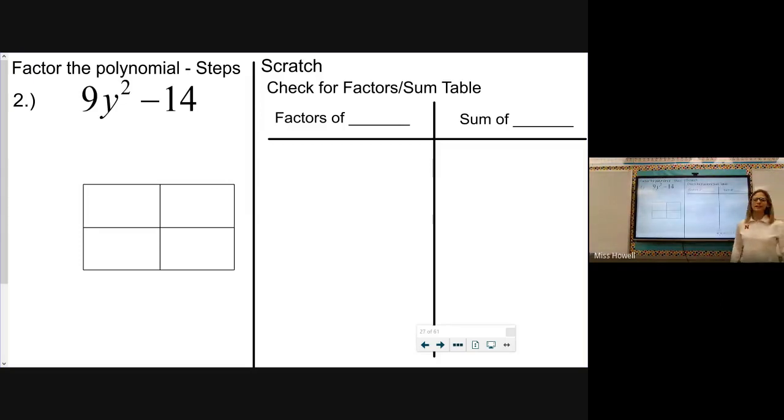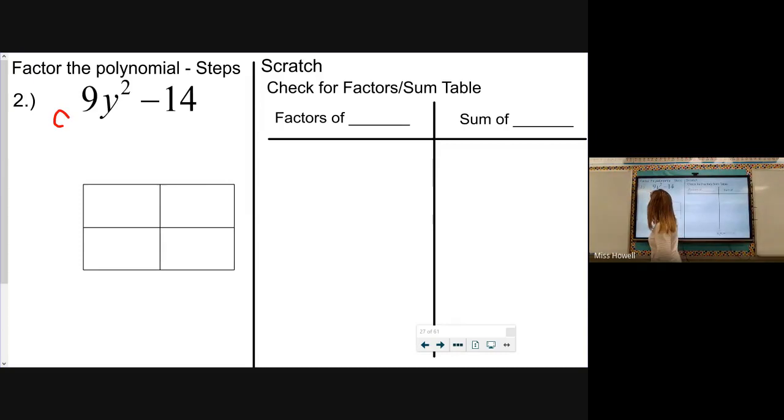We want to try to factor completely our binomial here, a quadratic binomial of 9y squared minus 14. All right, 9 and negative 14 actually don't have any common factors. They don't both have a y, so we can't break it apart by GCF. But we're given a binomial here, so our first step is to get it to a trinomial in standard form with that missing term as a placeholder.